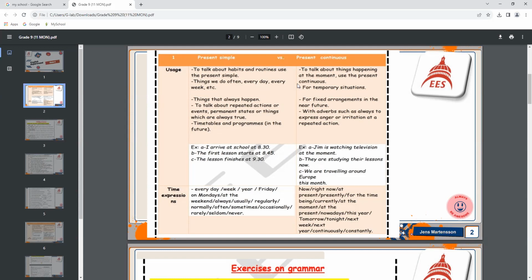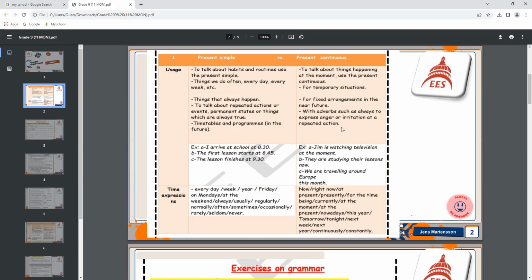Another usage is for fixed arrangements. So this usage means that the action is happening in the future. I can say I am traveling next week. So the action is not happening now, and I'm not talking about a temporary situation. No, it's a fixed arrangement for the future. I'm traveling next week. Okay.